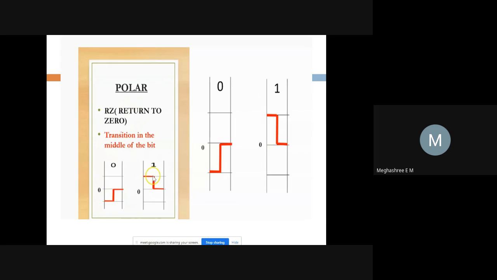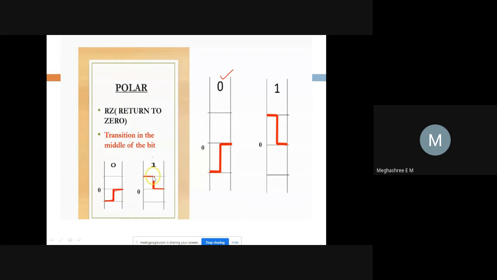Okay, do remember there will be a transition in the middle of the bit. If you need to convert bit 0 to a digital signal, then you have to start from the negative side and make a transition in the middle of the bit. This is the other way of writing Z, right? So start from the negative side, make a transition in the middle of the bit. This is to represent 0.